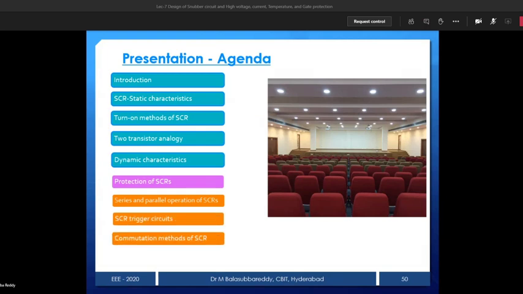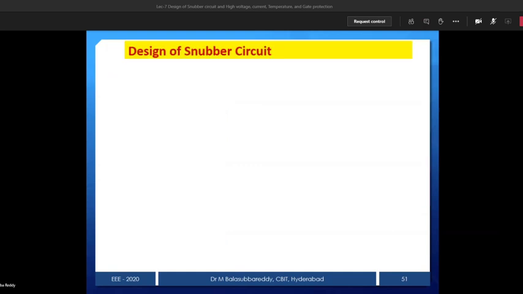We left out only two topics, SCR triggering and commutation methods. These two are important, and we'll see them after this class. And now, the design of a snubber circuit.